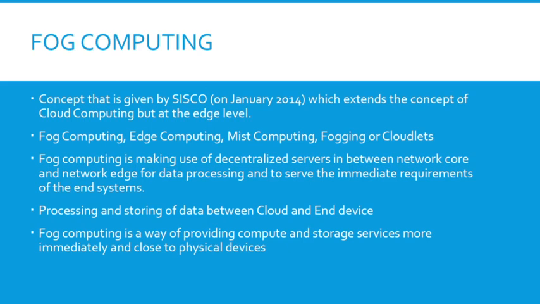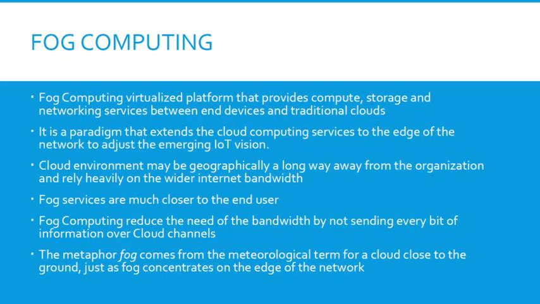Now, fog computing is a way of providing compute and storage services that are more immediate and close to the physical devices. It is a virtualized platform that performs compute, storage, and networking services between the end user and the traditional clouds. So it works between the cloud and the network layers. That is the main thing fog computing provides. It is a paradigm that extends cloud computing services to the edge of the network to address the emerging IoT visions.